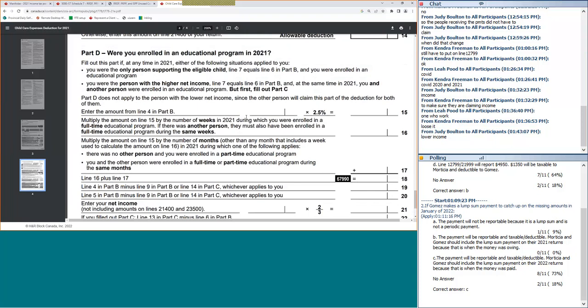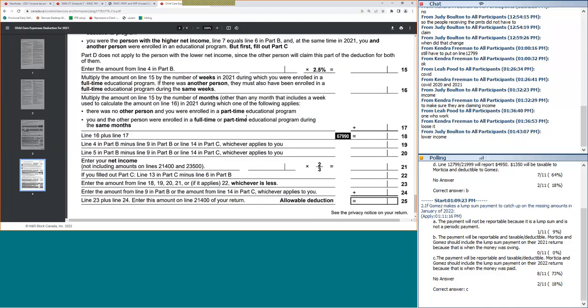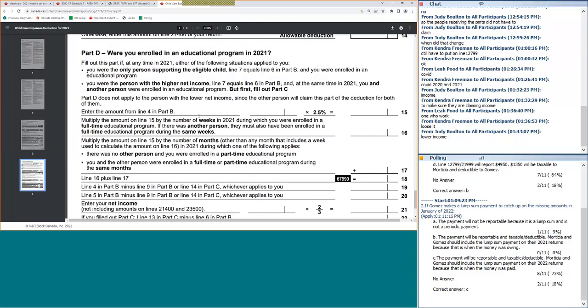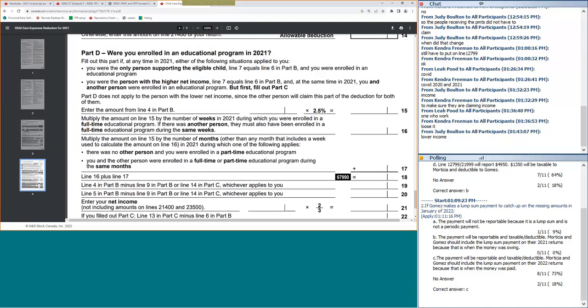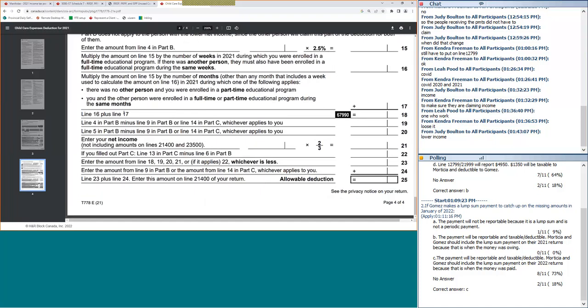Part D is what you do if you were the only supporting person and you were in school. So if you're a single parent who's in school, in that case, you don't need to have earned income. You only need net income. So people who are in school and they're single parents can still claim child care as a deduction against the income that they have on their return, even if they don't have earned income. And Part D is also there if both the higher income and the lower income person were enrolled in school, if both of them together. So you're still going to fill out Part C in that case, and you can fill it out based on net income, not based on earned income.